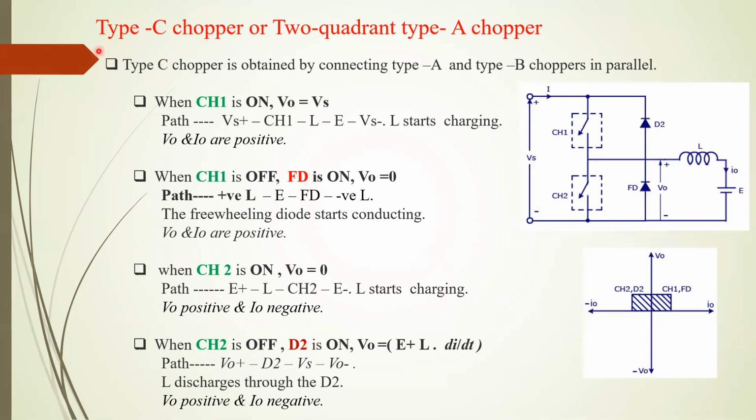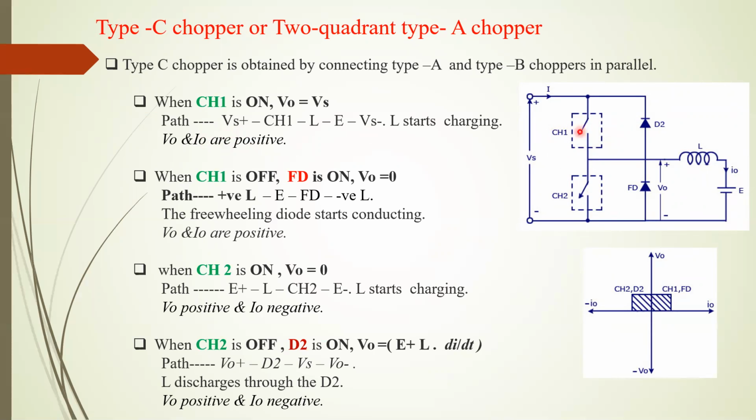Type C chopper. This type C chopper is obtained by connecting type A and type B in parallel. We are connecting the type A and type B in parallel, and we get the type C chopper. Let us see what the operation of these choppers is. When chopper 1 is on, V0 equals Vs.